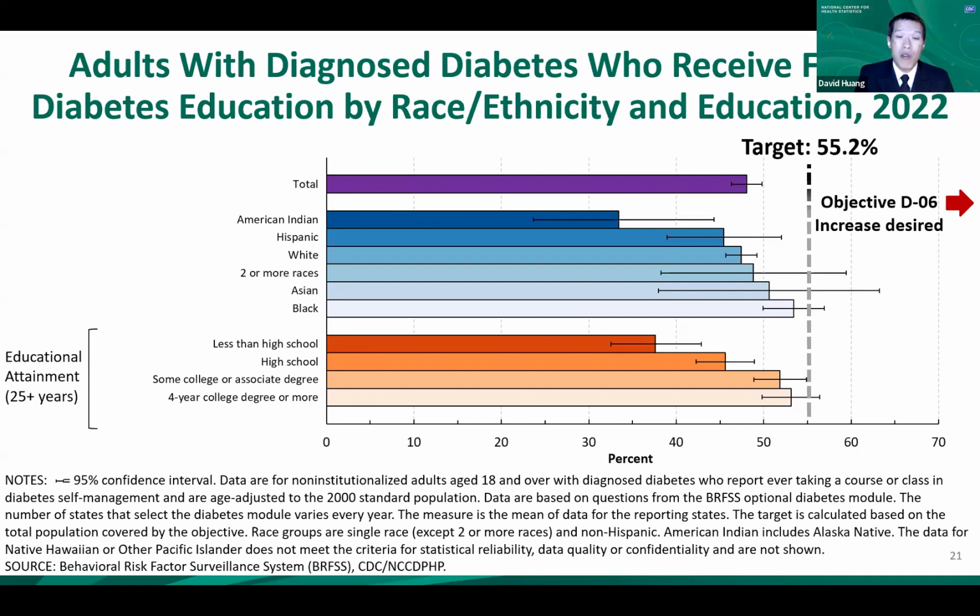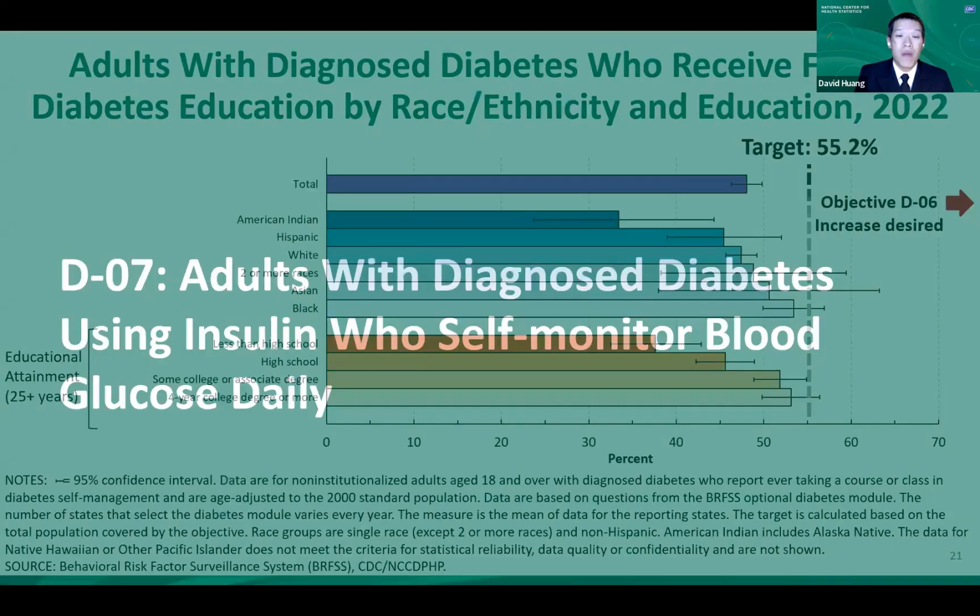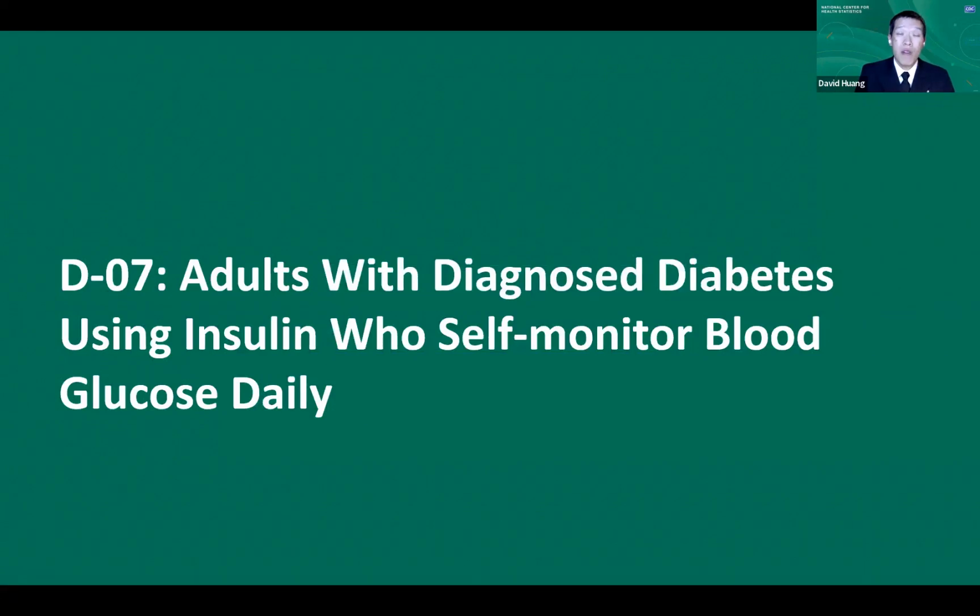Among educational attainment groups, adults aged 25 years and over with a 4-year college degree or more had the highest rate, 53.1%, and those with less than a high school education had the lowest rate, 37.6%. Next slide, please. Next, I will cover adults with diabetes using insulin who self-monitor blood glucose daily. Next slide.